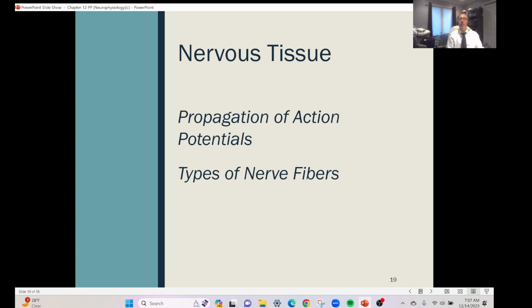Okay, so in the next lesson, we'll take a look at how the action potential travels along the axon.